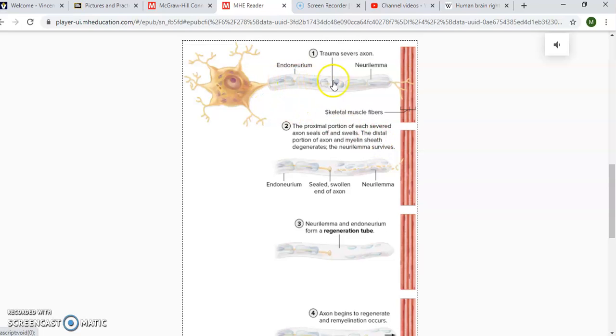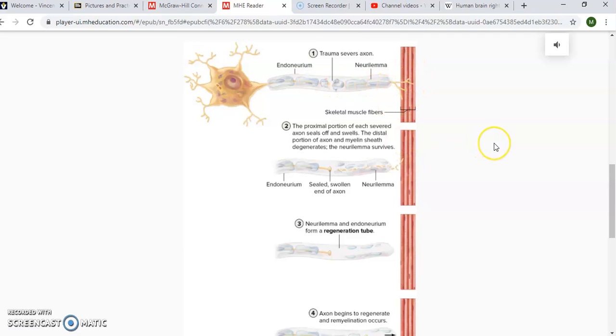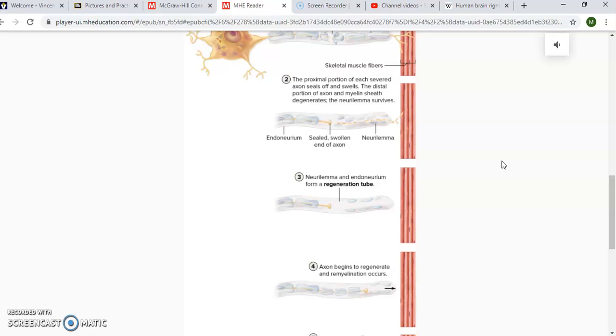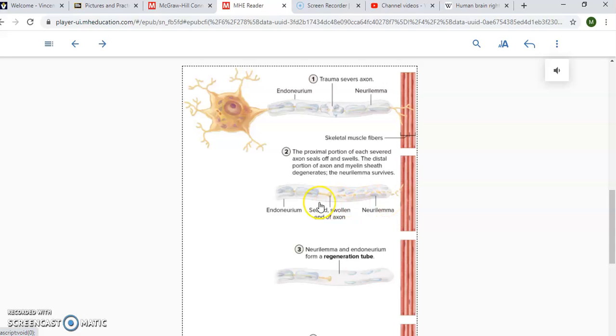So along the axon, if we have some sort of trauma, then again, depending on the severity and the distance from this trauma to the skeletal muscle, because that's what this neuron is innervating, will determine if it's going to regenerate. So we're going to say that trauma is not too bad and the distance is pretty short. So we're probably going to have some regeneration going on. So what helps with this regeneration is those little neurolemmocytes or the Schwann cells. They help guide the regeneration of that axon.